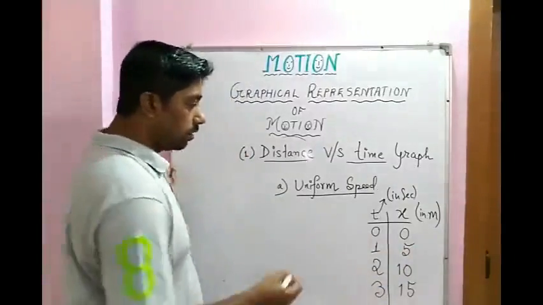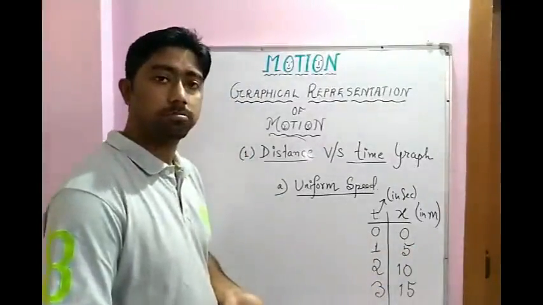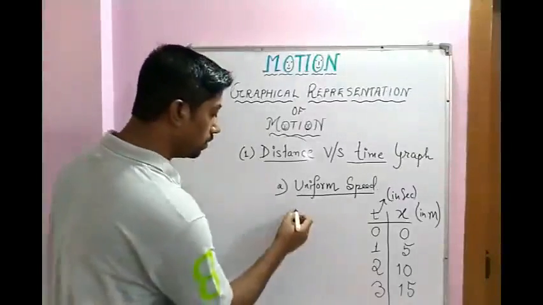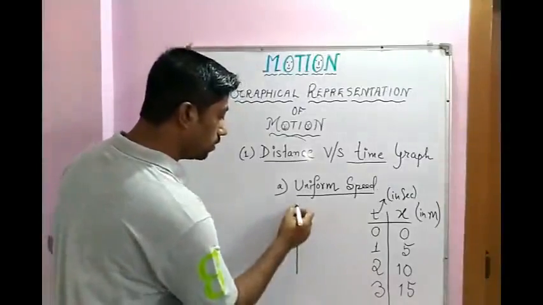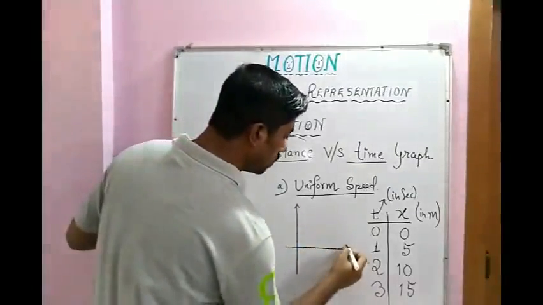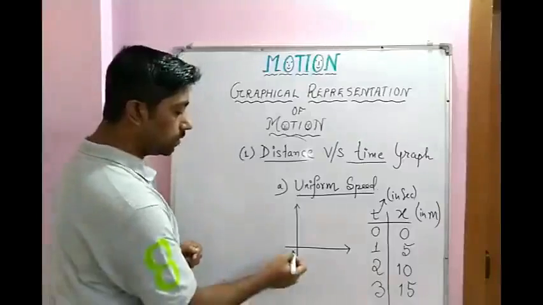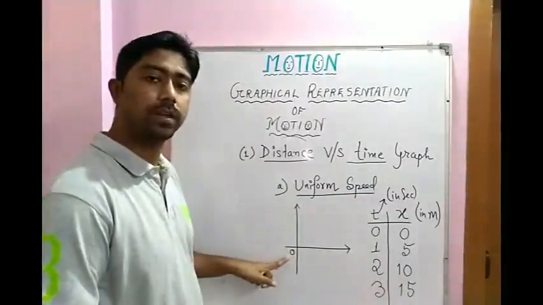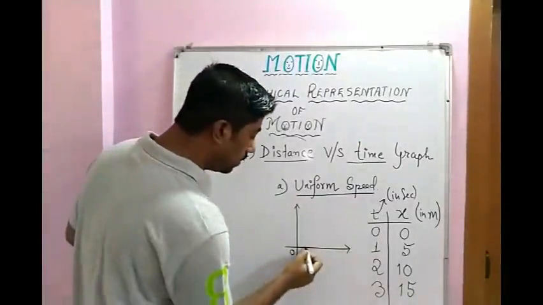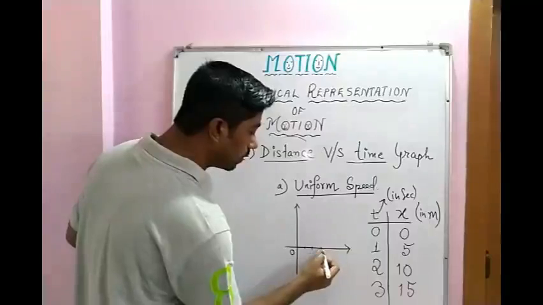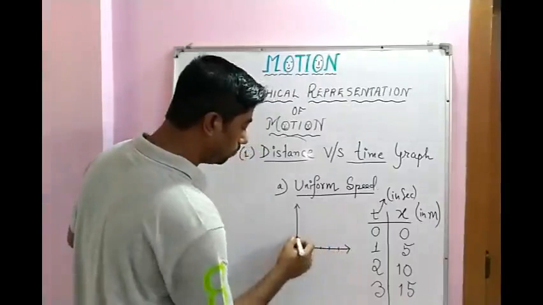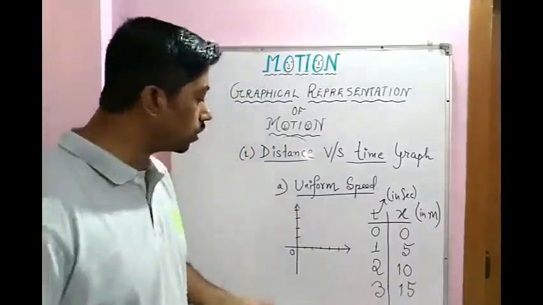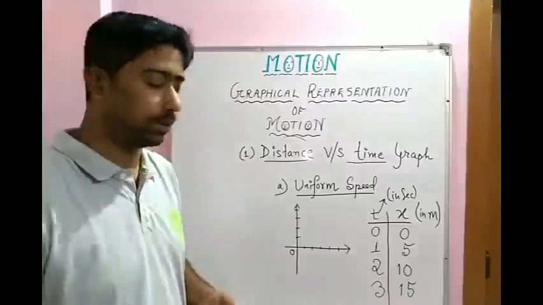Now, first you have to select the variables. Which one is independent and which one is dependent. That choice you have to make. This is known as the origin of the coordinate system. If possible, divide the axis into equal intervals. Do it according to your own convenience and your own scaling.